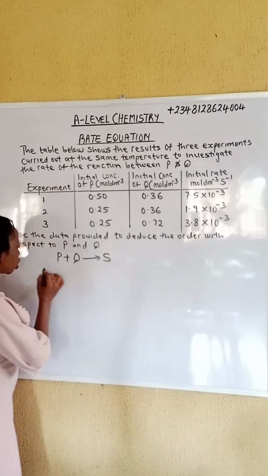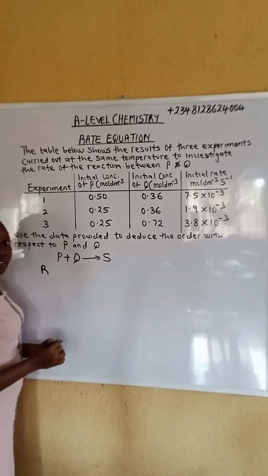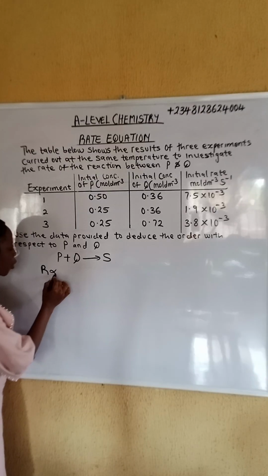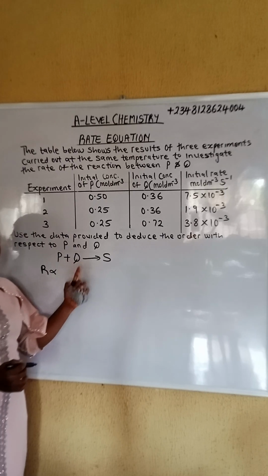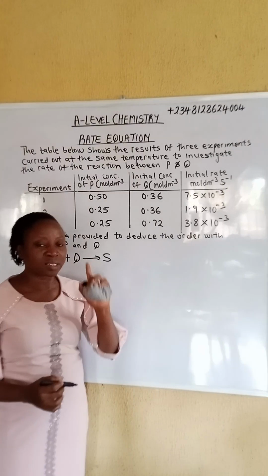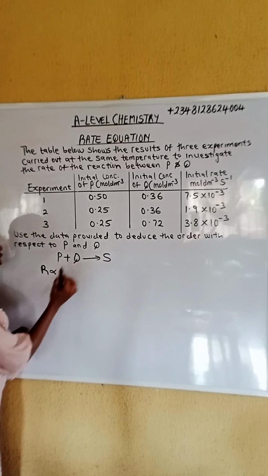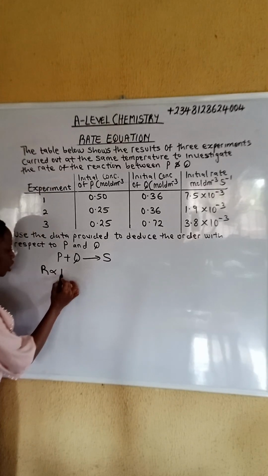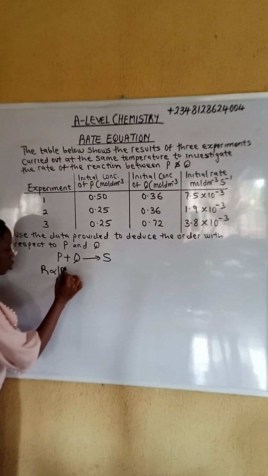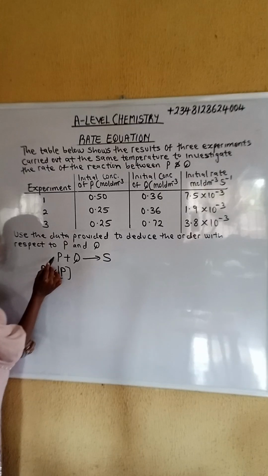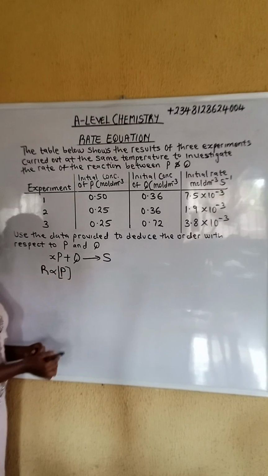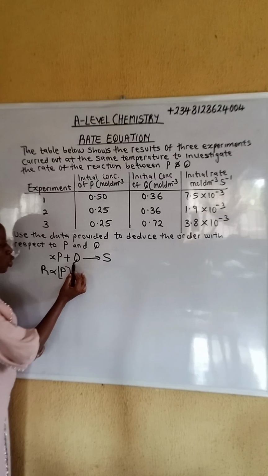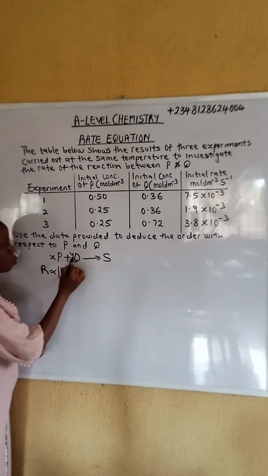And the reaction rate is directly proportional to the concentration of the reactant. We only deal with the reactant side, the concentration of the reactant. So that is P to the power of the number of moles of P. Let's say the number of moles is X. The number of moles of Q, let's call it Y.